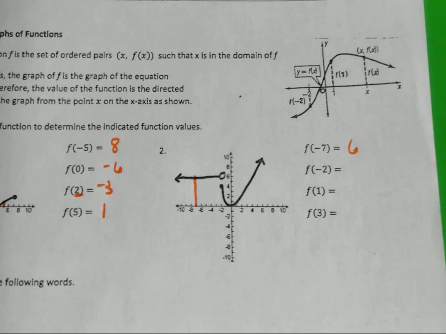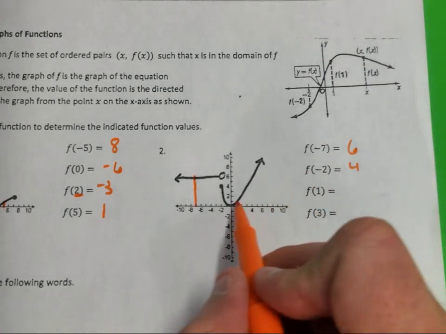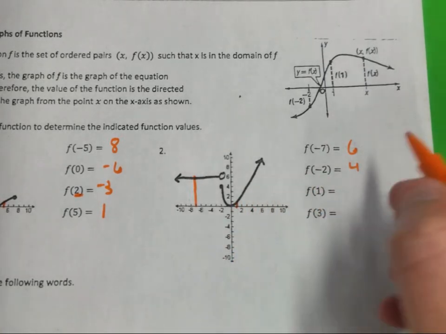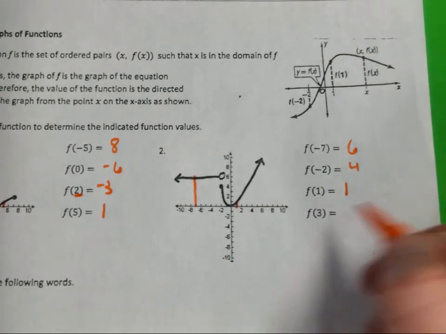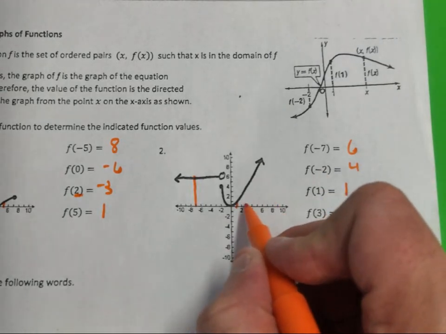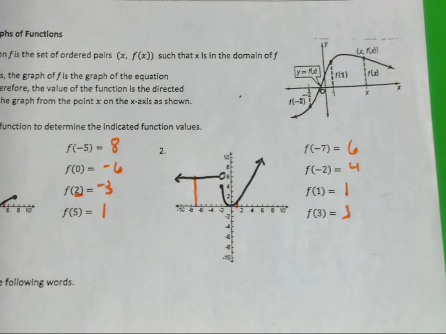Yes. Why would we choose 4 and not the 6? It's a closed dot. Does closed mean it's included? Open dot means you wouldn't include it. So yes, you would choose 4 on this one. It's not defined at an open dot. Okay, 1 would go up to almost 1. We're going to say that's 1. And then 3 is what? 3. Very good.